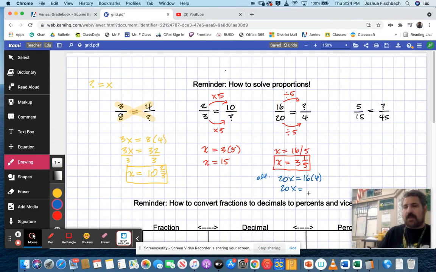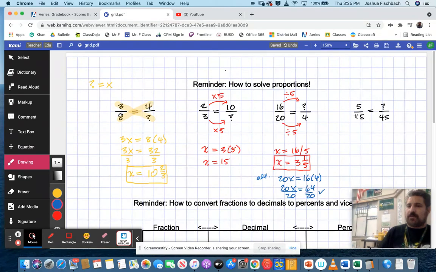Then you'd have to divide both sides by 20 to get the value of x. And in that case, 20 goes into 64 3 times. So you still get that 3. Then it would be 4 left over, so 3 4/20, which is the same as 3 1/5. So whether you use the relationship method or the alternate version with the cross product, you get the same answer. Both methods work really well, whatever you're most comfortable with. With this one over here, you look to see if there's a relationship.